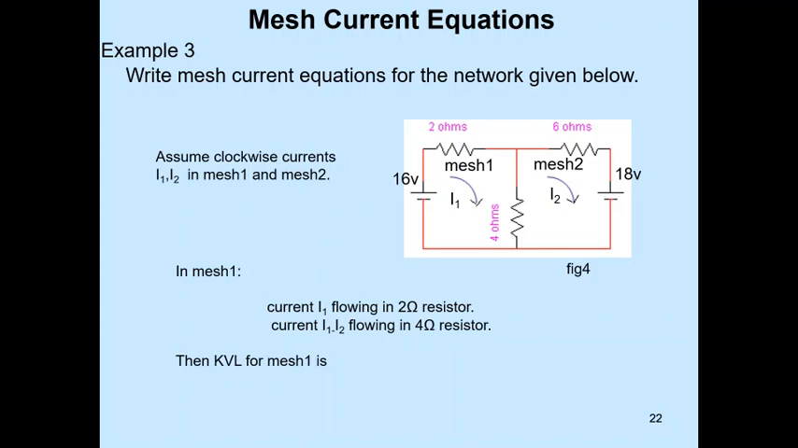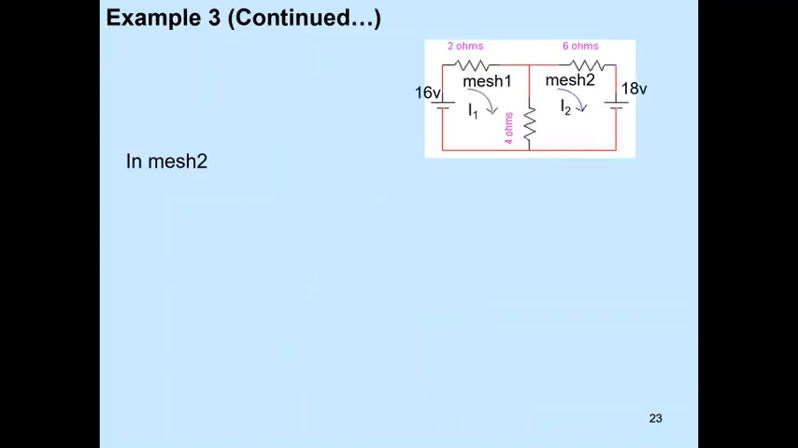So the KVL for mesh 1 is 2I1 plus 4(I1 minus I2) minus 16 is equal to 0. 16 is the voltage applied to that circuit. The KVL says the algebraic sum of all the voltages in the closed loop is equal to 0. So by applying it to mesh 1, 2I1 plus 4(I1 minus I2) minus 16 is equal to 0. This is the first mesh equation.